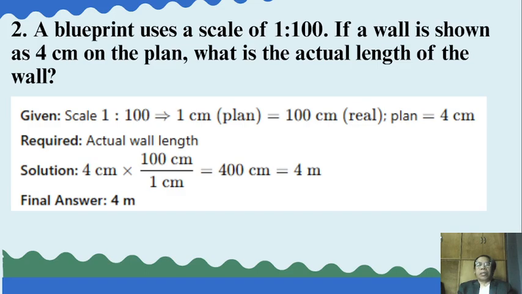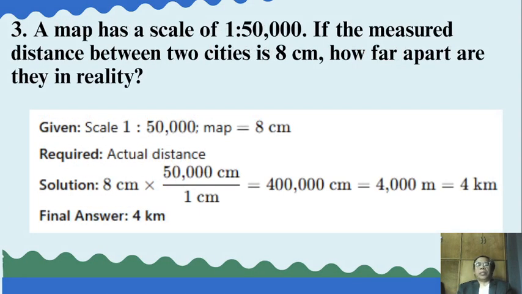down below. So you have 400 centimeters, which is equivalent to 4 meters. And the final answer is 4 meters. Number 3. A map has a scale of 1:50,000. If measured distance between two cities is 8 centimeters, how far apart are they in reality?